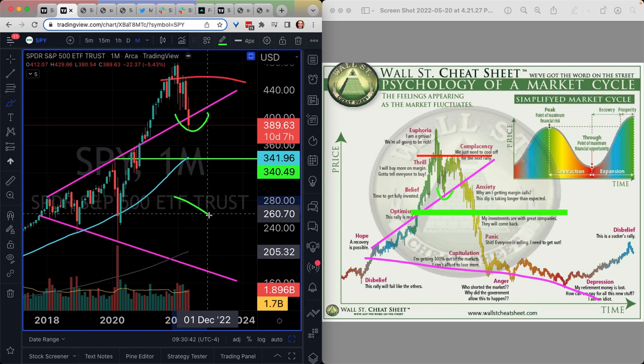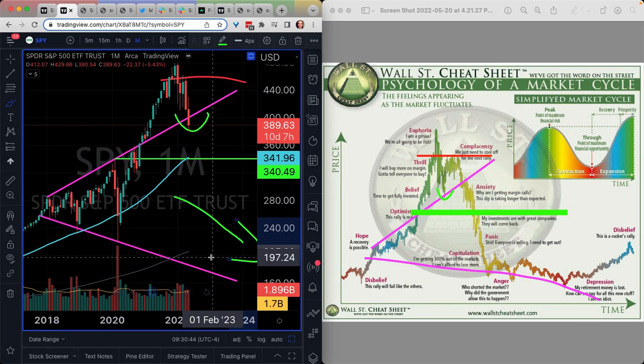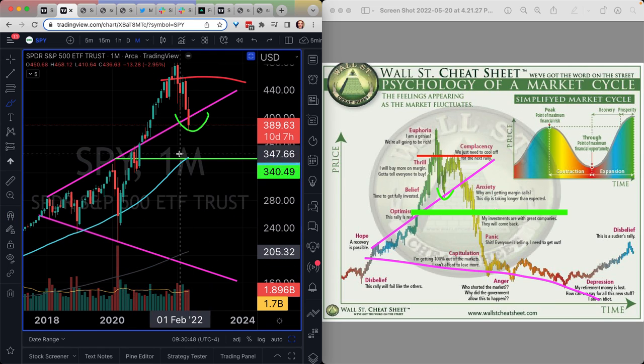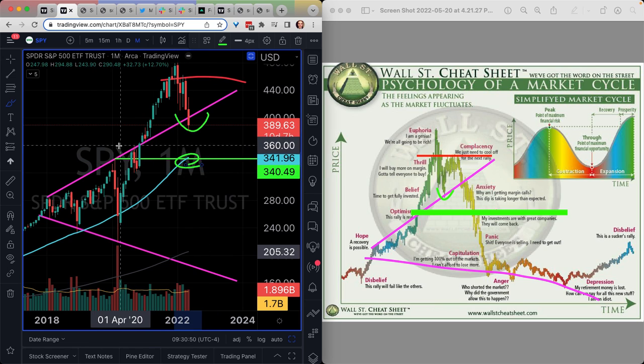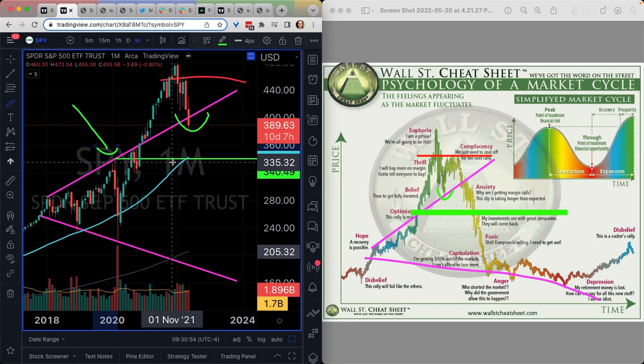And we do have our 200 monthly moving average here, which is the black line at 205. And we also have our 50 monthly moving average, which corresponds with our 2020 top here. So this is a very strong demand zone where people are going to want to buy here. We've talked about this before. We have our bear market targets. We'll go through that in a moment. But anyways, jumping to here.